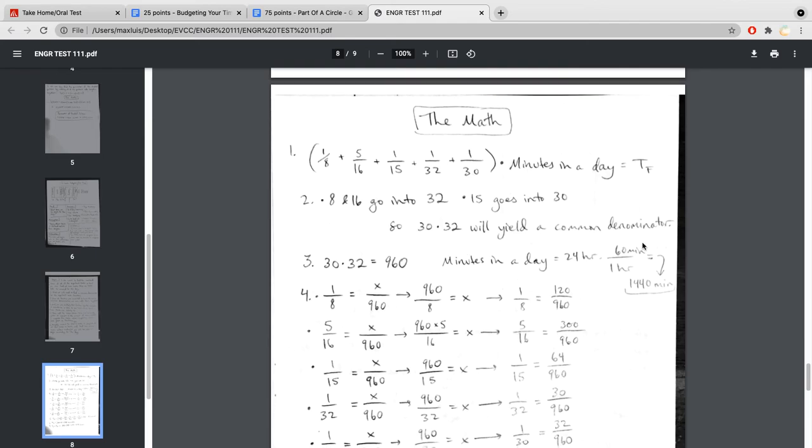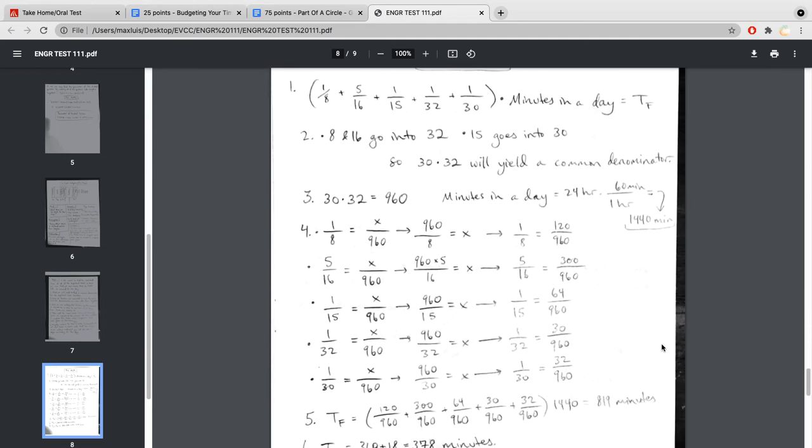So over here I just convert 24 hours to minutes in a day, so we have 1,440 minutes in a day. We'll be using that later on. Back over here to converting the fractions. So we have 1/8, which is the time spent eating or something like that, is equal to x over 960.